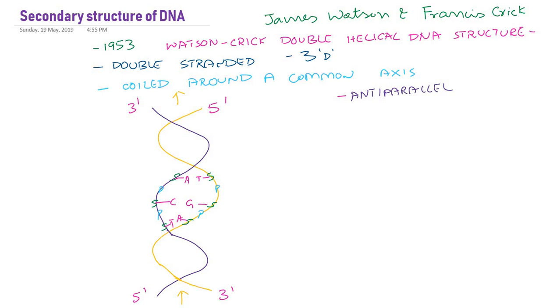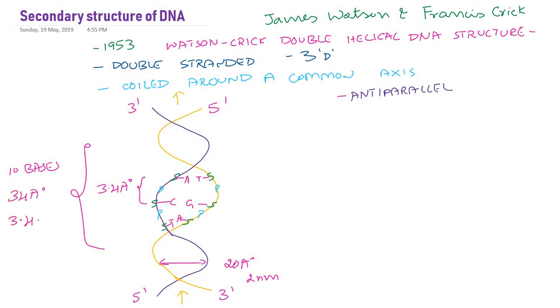According to Watson and Crick, the diameter of this particular DNA is around 20 angstrom or 2 nanometer, and the distance between two bases, as you can see here, is 3.4 angstrom. As for the number of base pairs in one complete turn, if I take from here to here, one complete turn, there are 10 bases per complete turn of this double helix. So the distance here is 34 angstrom or 3.4 nanometer. Also, according to them, there are two grooves. One is called the minor groove, and the other is called the major groove. So again, this is the minor groove.